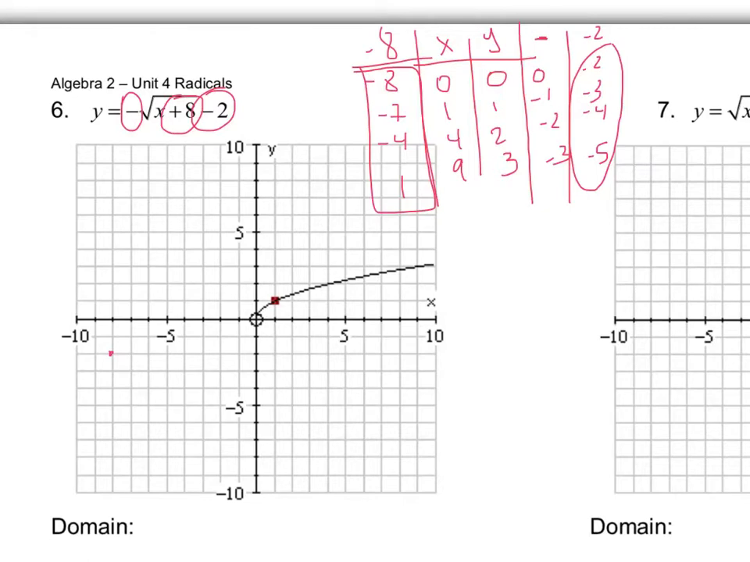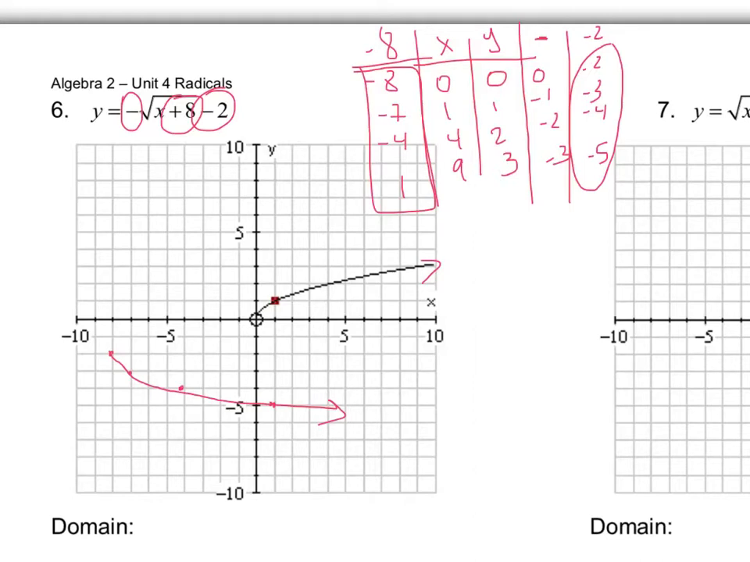And it does make sense. As you can see, it's going to go down. It's not a shooting star because it's reflected. And 1, negative 5. So it's going to be a reflected one compared to the parent function. As you can see, it's reflected, shifted 8 steps to the left and down 2.